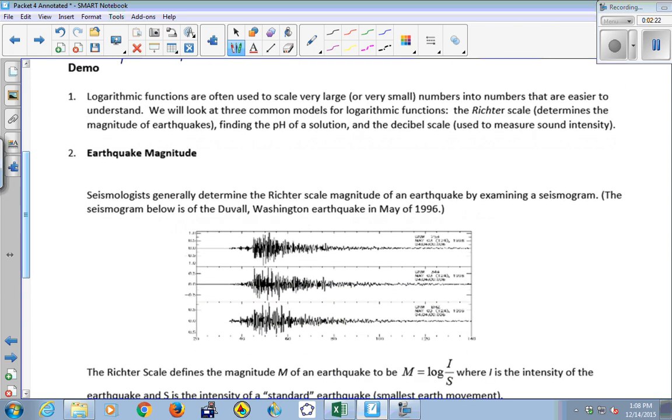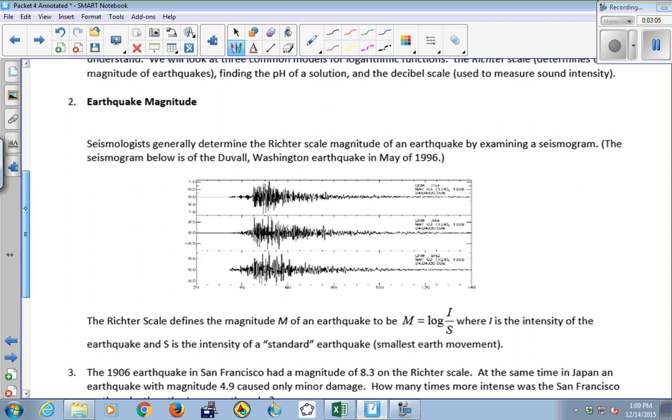So logarithmic functions are often used to scale very large or very small numbers into numbers that are easier to understand. Because remember, a log is an exponent, right? So a common log is an exponent on 10. So taking common logarithms is a nice way to think about really large or really small numbers. Instead of writing it all out, you can just think about 10 to what power is it, right? Because then, like a million, the log of a million is 6, whereas the log of 10 million is 7. So instead of having to write out a 1 with 6 or 7 zeros, you could just say 6 or 7.